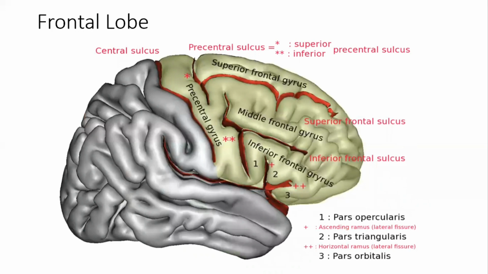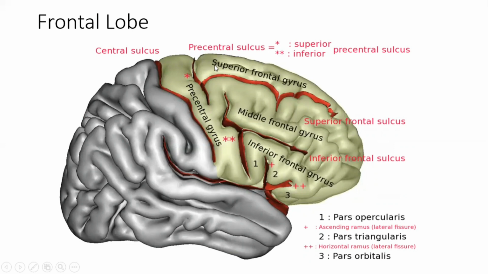So now let's discuss the gyri and sulci in the frontal lobe. First, this is the central sulcus that separates the frontal lobe from the parietal lobe. Anterior to the central sulcus, we have the precentral gyrus. This gyrus over here is the precentral gyrus.